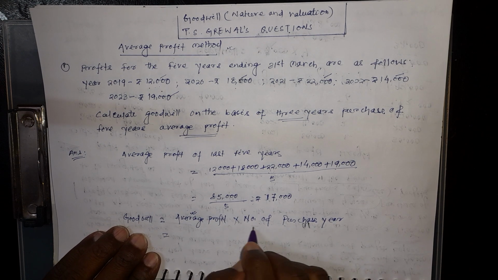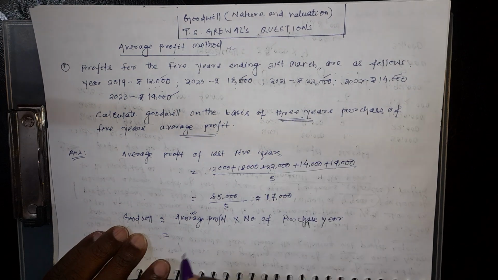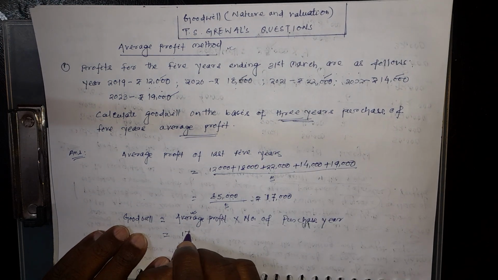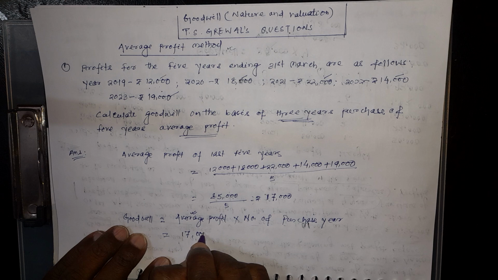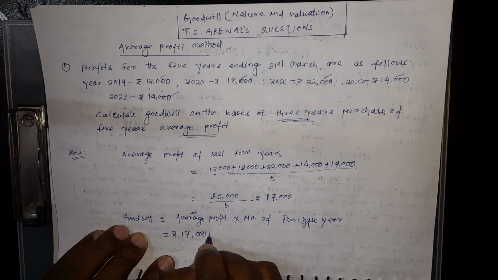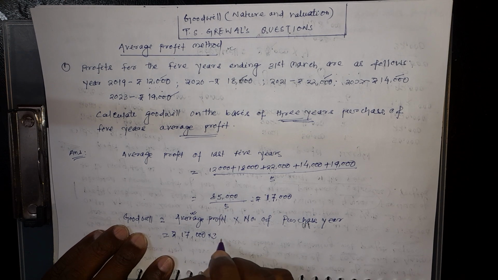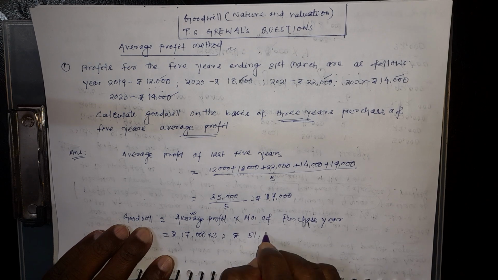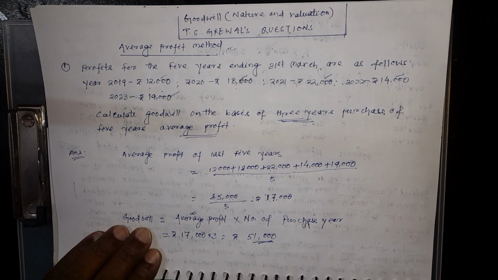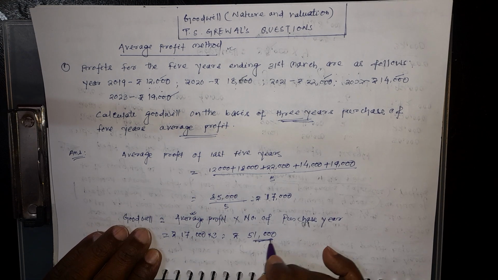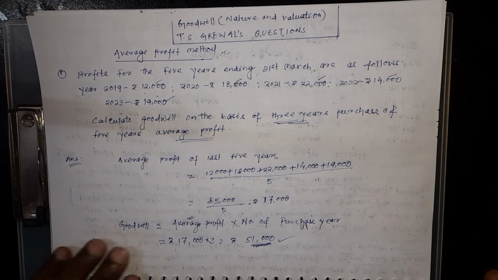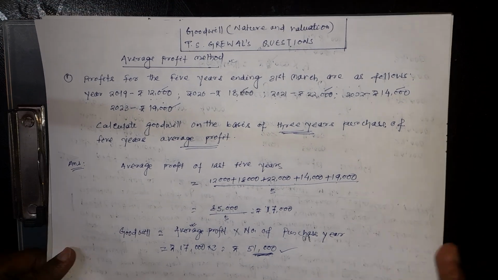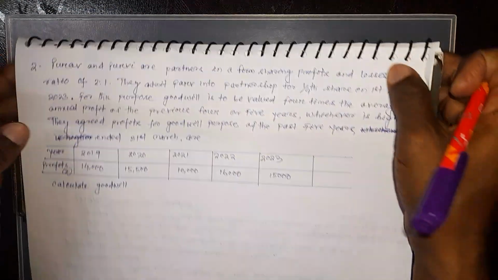The number of purchase years will be given. Here it is given 3 years purchase. So 17,000 into 3. Clear? So it will be 51,000. This is simply the question asked, calculate the goodwill. So goodwill of the firm is valued at 51,000. Clear? So let me explain some other questions.